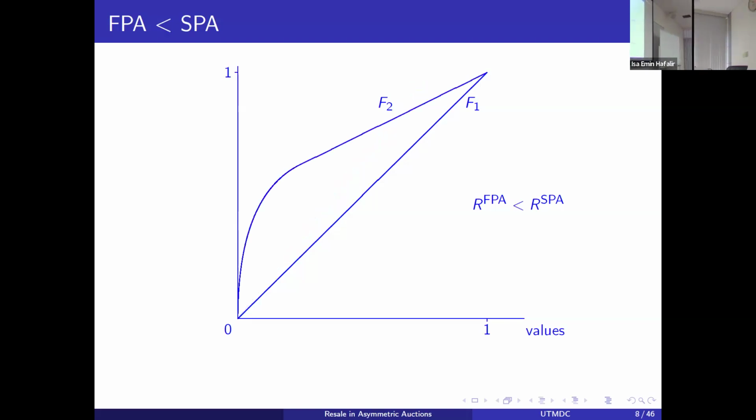And the second one is when you obtain F2 from F1 by adding a probability mass around the low values. In this case, the second price auction will generate a higher revenue than the first price auction. So there is no revenue ranking. That's already known when we have asymmetric private values.